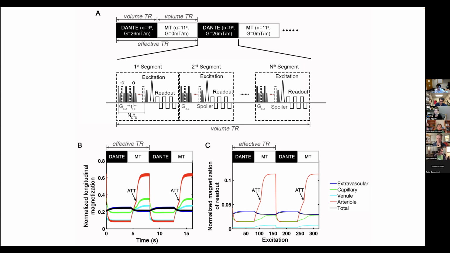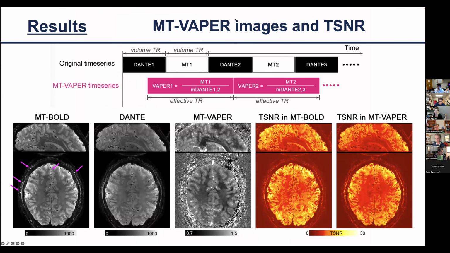So here you have CBV weighting in dentate, you have CBV weighting in MT, and also perfusion weighting in MT. And in our analysis, basically, the original time series is alternating between dentate condition, MT, dentate, MT. In our time series, to generate the VAPER, we basically do a dynamic division between MT and dentate. And because those two have identical T2 star term, this T2 star term will be factored out.